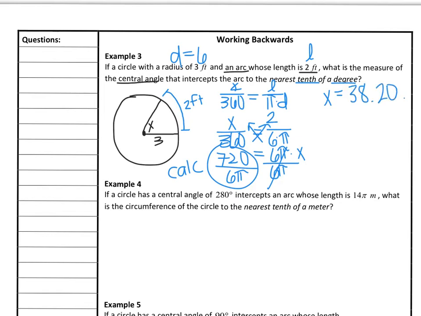0.204. And again, nearest tenth of a degree, we're going to round because we've already divided by pi. We've calculated with pi. So our nearest tenth place is the 2. The number that comes after the 2 is a 0. So we're rounding to 38.2 degrees because it is a central angle. All right. Next problem.